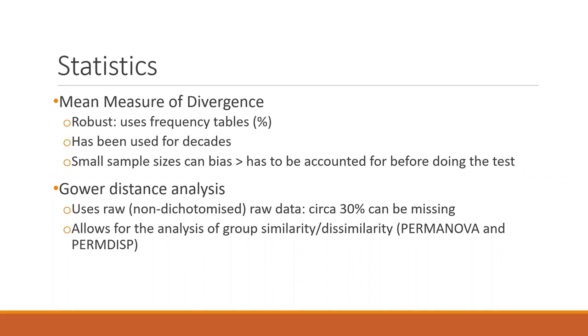Gower coefficients, on the other hand, create a distance estimation for each individual. And so, in addition to looking at differences between groups, you can also look at the variation within your group as well. So you can, for instance, if you are seeing a lot of difference in diversity between males and females of your sample, you might have a case of sex-based marriage practices. However, like with the MMD analysis, small samples can bias the results with Gower as well.